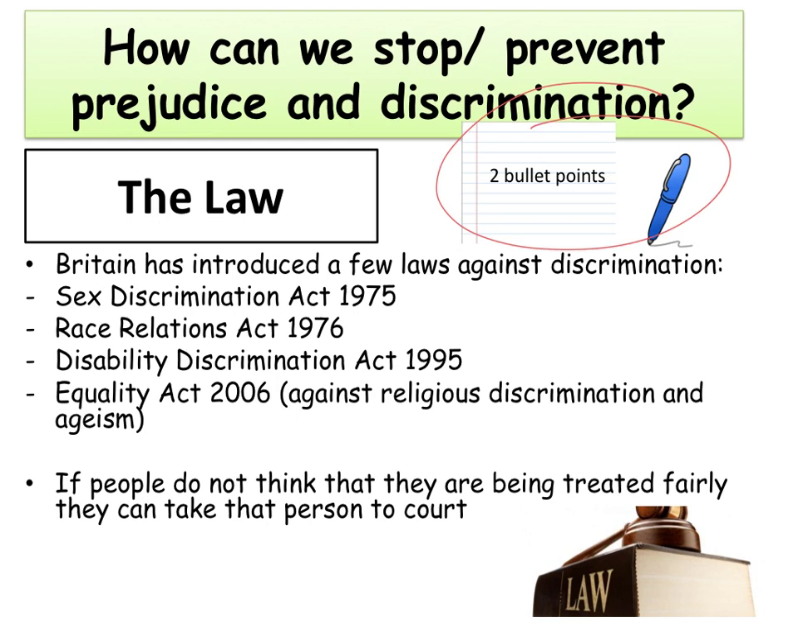Britain has introduced a few laws against discrimination over the last 30 or 40 years. The Sex Discrimination Act, Race Relations Act, Disability Discrimination Act and Equality Act are all examples of laws which have been passed against committing discrimination against others. If people do not think that they've been treated fairly by an employer or by somebody else, then they can take that person to court and potentially get them fined or put in prison.